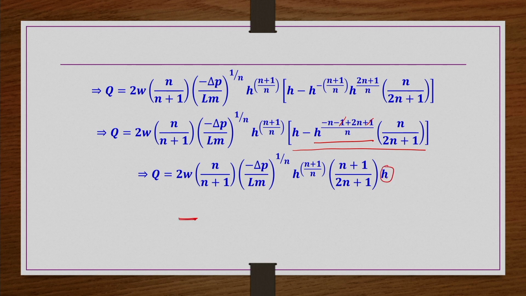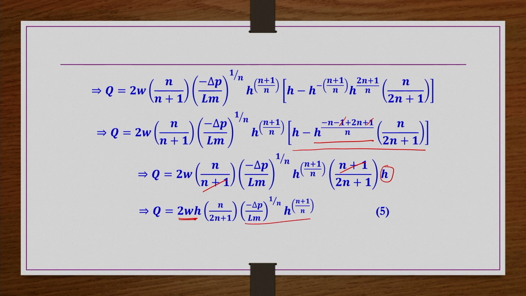So, now this h we combine with 2w. So, 2wh we will be having here, and then this n plus 1 and this n plus 1 are cancelled out. So, then the remaining term n by 2n plus 1 we are having, and the remaining two terms are as they are.